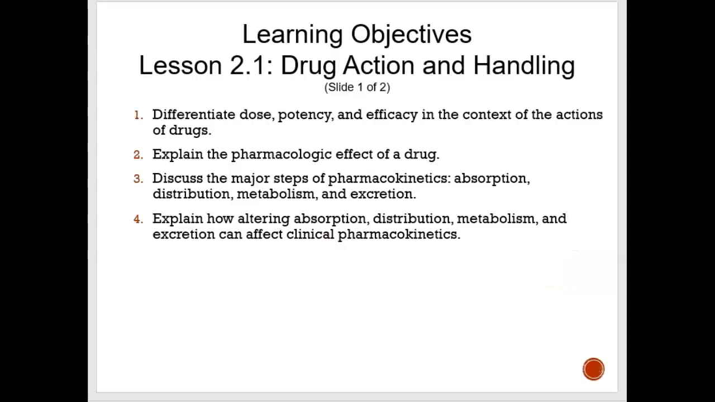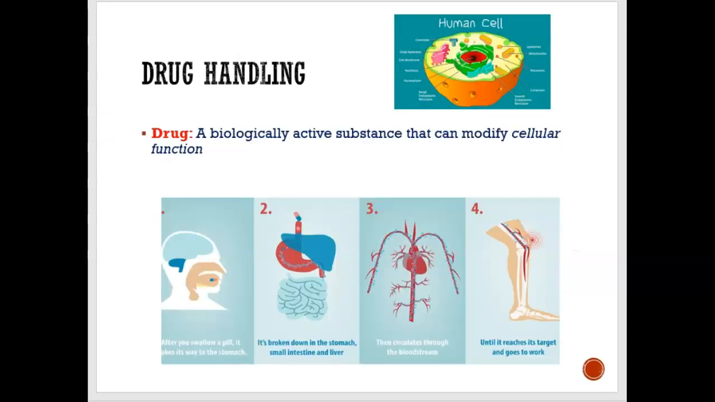So here we have the learning objectives. I'm just going to skip through that. Let's look at the definition of a drug. A drug is basically a substance that changes our cell function. So this is a cell, the drug somehow goes into the cell and changes the function of the cell. So the drug goes into our body and makes us feel better. The drug goes into our body or into the cell and tries to make the pain go away, for example.